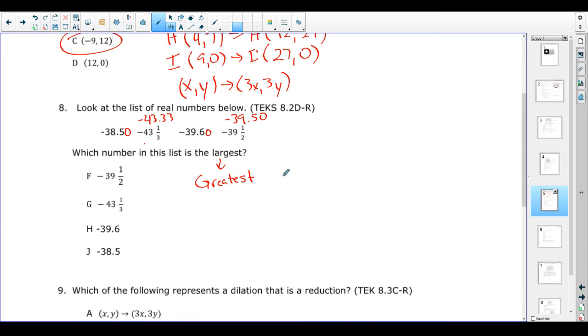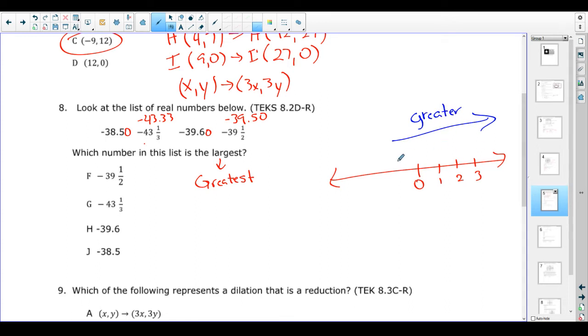And we need to remember, they're all negatives, so let's consider how negative numbers work. If this is a number line, 1, 2, 3 on the right, the bigger numbers go to the right. So the further to the right you are, the bigger it is. When we look at negatives, what happens? As the numbers get bigger, 1, 2, 3, they actually get smaller because they're moving to the left.